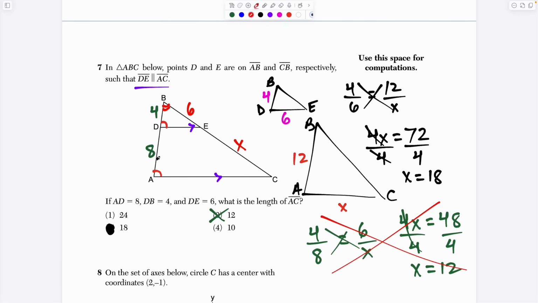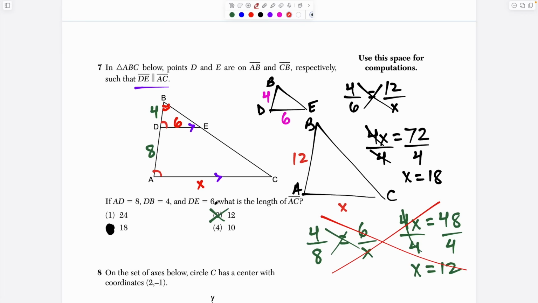The side splitter theorem only applies when you have parallel lines cutting both of the other sides of the triangle. So you see here, these are the parallel lines coming in, and they're cutting these two sides of the triangle. We would not apply the side splitter theorem to the actual parallel segments, okay? But that's a very common mistake. And if they design the question like this, you can guarantee they're going to have a wrong answer like this designed waiting for you.